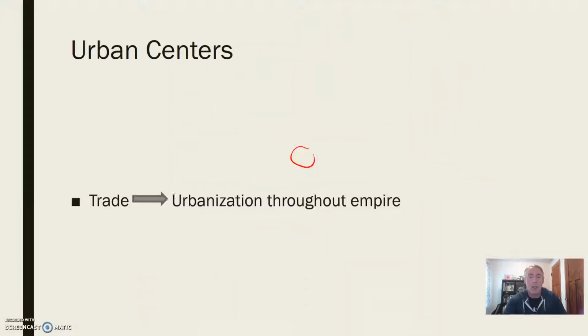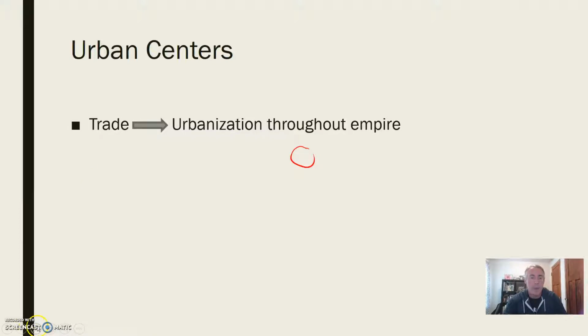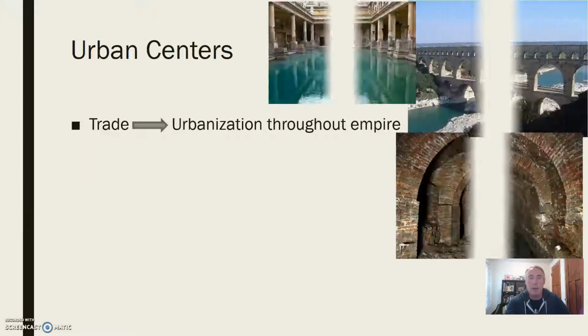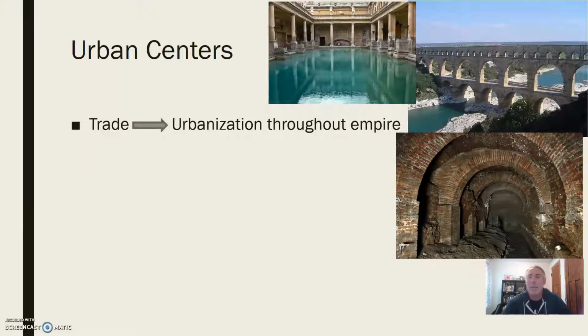Okay, so trade, this is a common theme that we've talked about an awful lot. It leads to urbanization. It's going to lead to trade networks developing. It's going to lead to people getting settled along trade routes in order to make money. And there were common elements that you would see in Roman cities. It didn't matter whether you were talking about Rome itself or cities through anywhere in the empire.